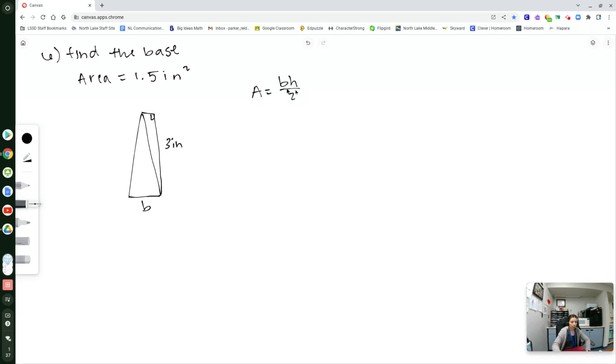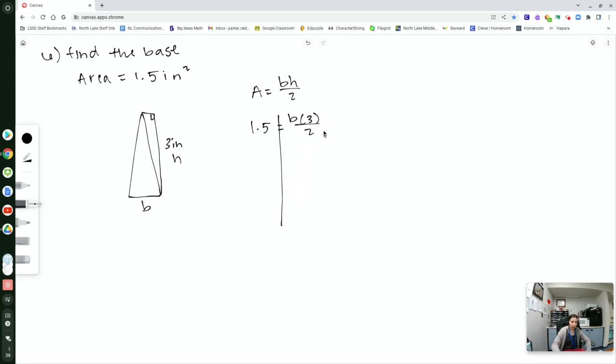Let's go ahead and replace some of these variables with their values. For example, area, I know that that's 1.5. I do not know the base, but I do know that the height is 3 inches. So here's my area formula. I'm saying that the area of this triangle, 1.5, should be equal to its unknown base times its height of 3 divided by 2. Let's go ahead and solve this equation for b. Let's find what b equals, what the base is.